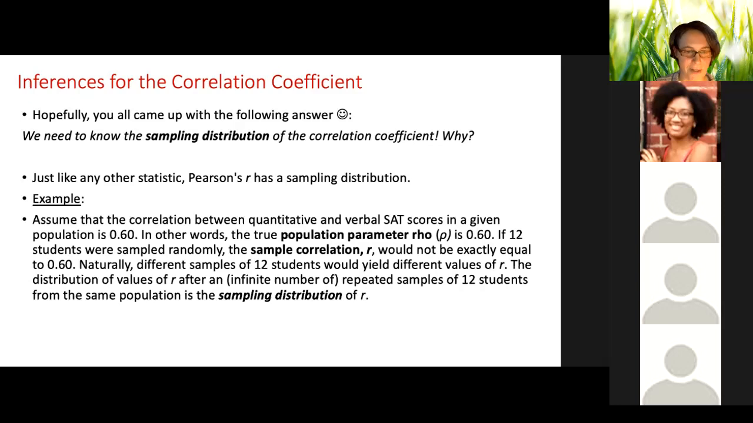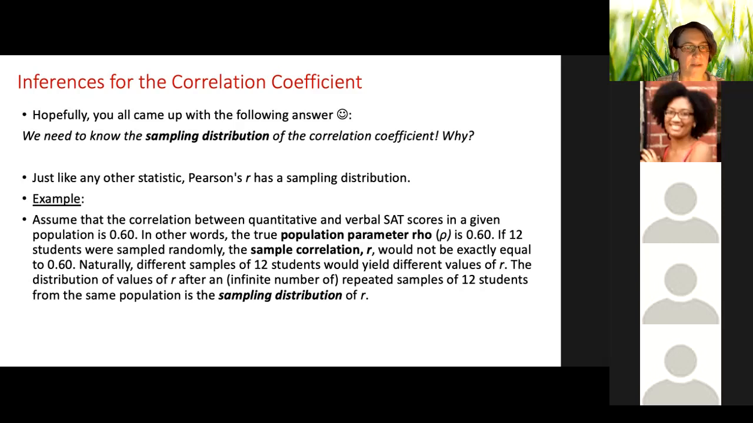All right, so let's make that more concrete by talking about an example. Assume that the correlation between quantitative and verbal SAT scores in a given population is 0.6. That is our true population parameter. In order to differentiate that from the sample correlation, we use a Greek letter, rho. So our population parameter rho is 0.6.